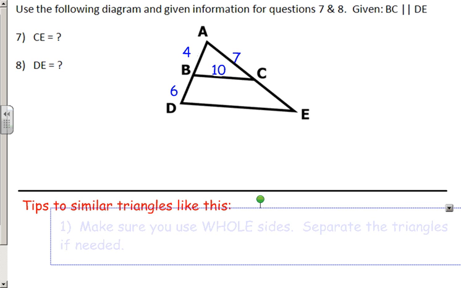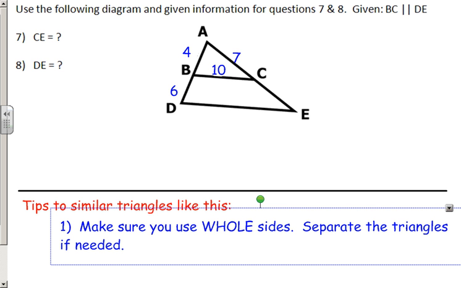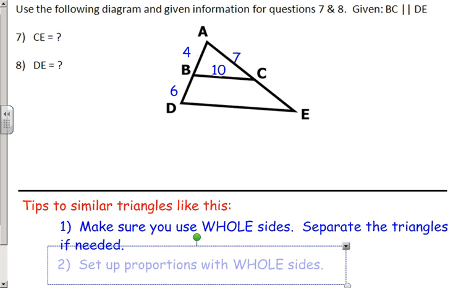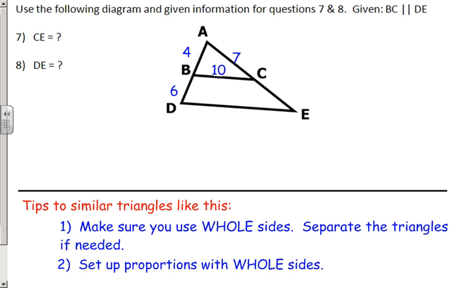Okay, a tip for triangles like this is, I always tell students to make sure that you use entire sides and then separate the triangles if needed. The second thing is to set up proportions using the entire sides. Never use part of a side. BD is part of a side. CE is part of a side. I don't ever want to use those when I'm setting up my proportions, okay?